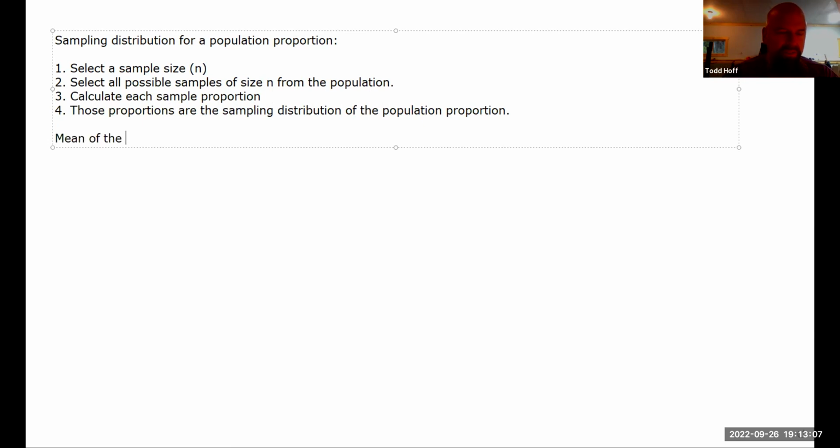The mean of the sample proportions will equal the population proportion. So if I take those samples and I find all their proportions, the mean of those proportions should be exactly equal to the population proportion.